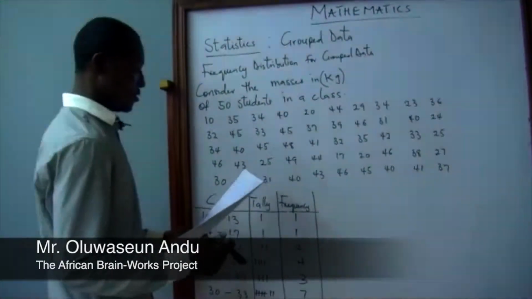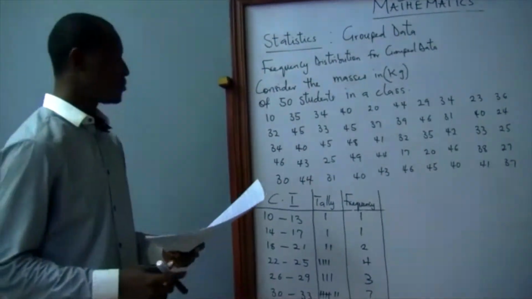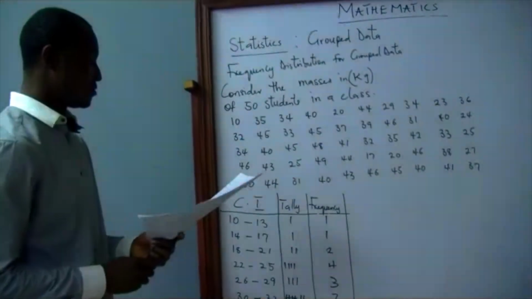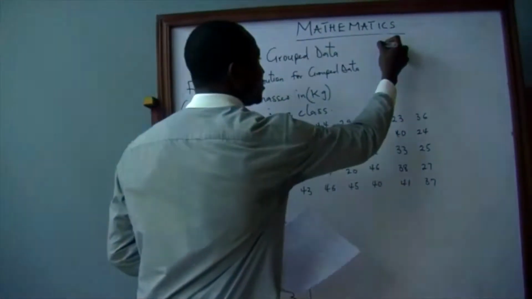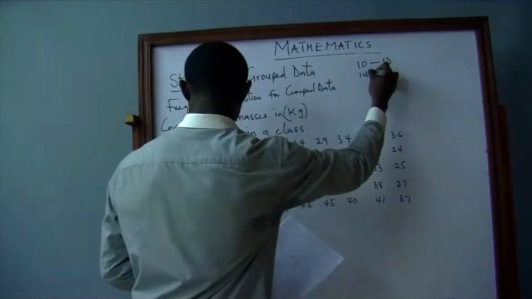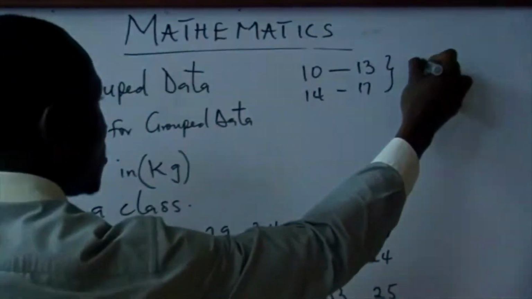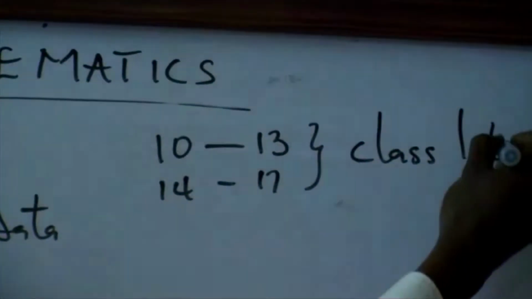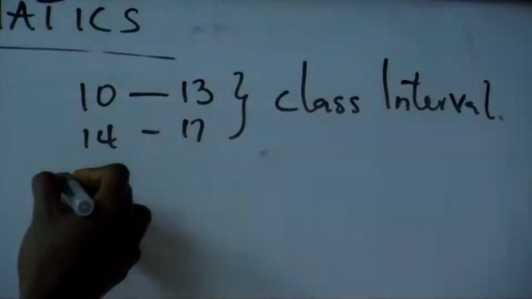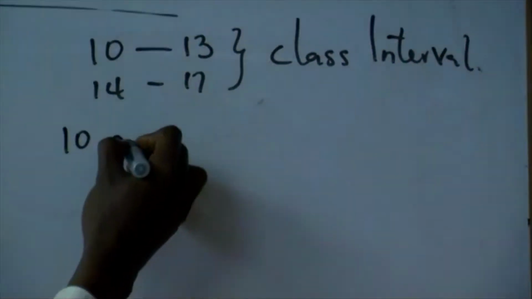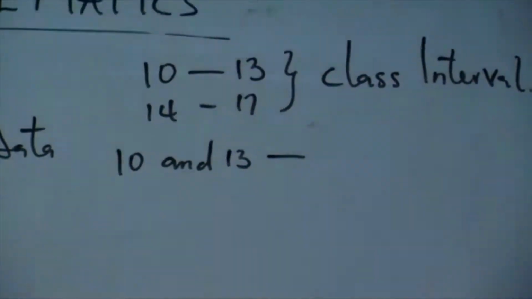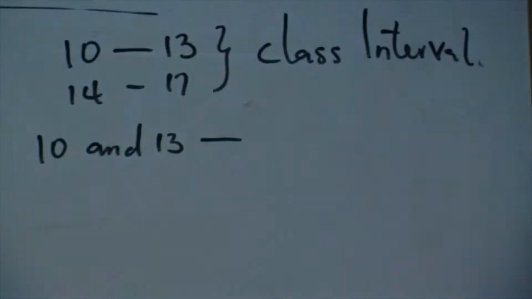So, 10 to 13 is called the class interval. 14 to 17 and so on, the class interval. This is 10 and 13. It is the same for each of them too, but I'm picking the first one to explain. Each of them also represents what I want to express here.